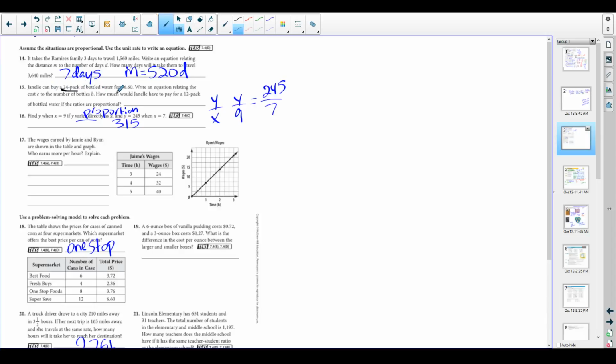Toenails. Gross. I don't know why toenails are grosser than fingernails, but they are.